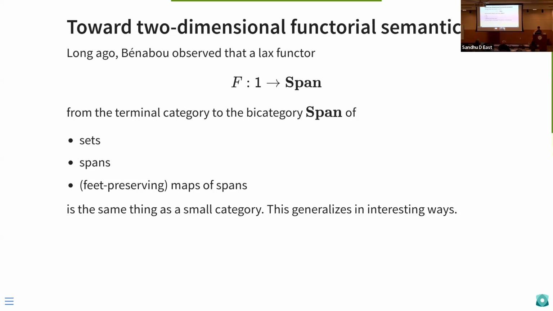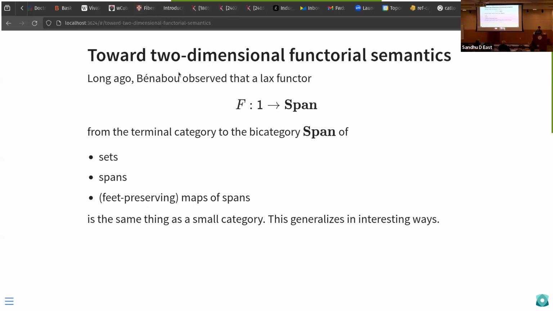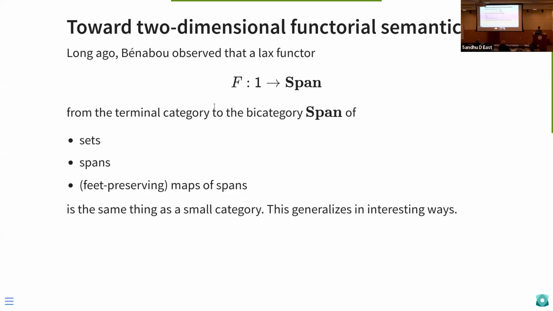So back in the 60s, I think Benabou observed that if you look at a lax functor from the terminal category, or I guess the terminal bicategory, which is the same thing, to the bicategory of spans, so this is the bicategory whose objects are sets, and morphisms are spans, and two-cells are maps of spans that fix the feet of the spans, that data of a lax functor is the same thing as a small category. And as I understand the history, Benabou was the first person to introduce bicategories and lax functors. And this sort of example was actually one of the motivating things that made him want to look at this concept in the first place.